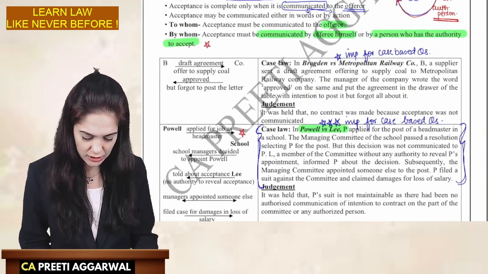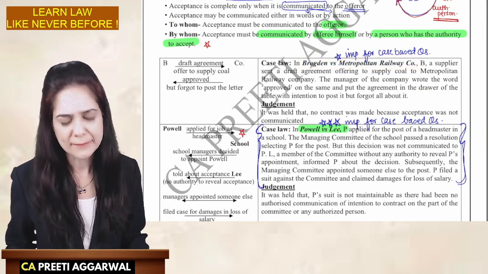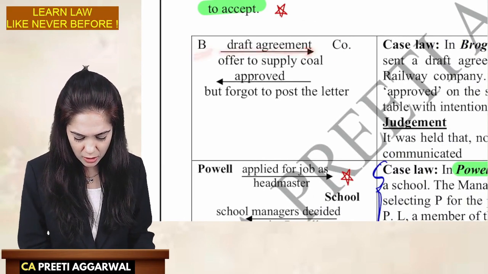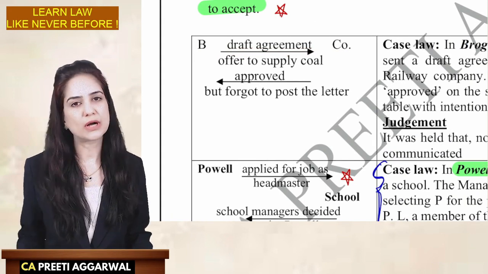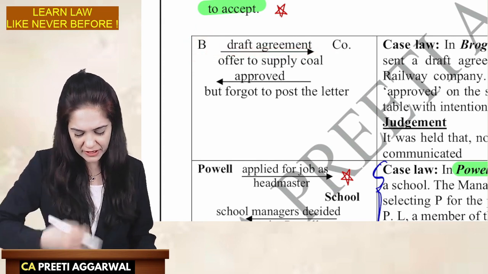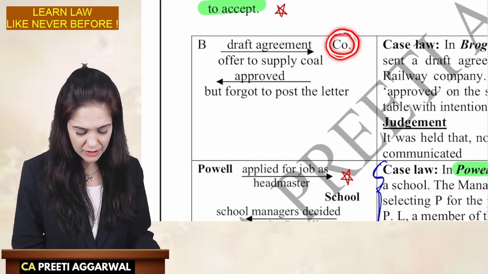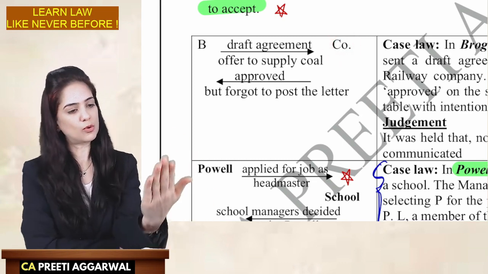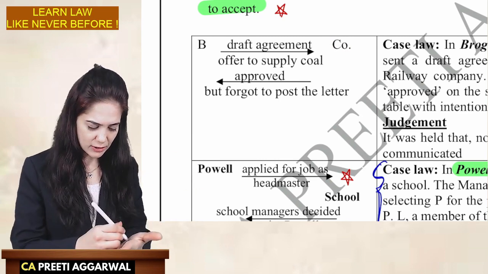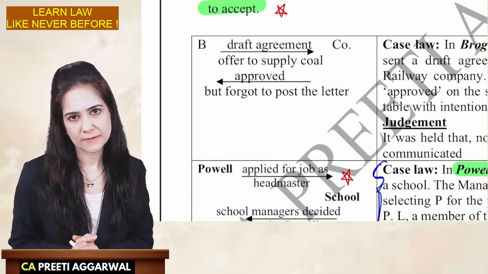Now let us go through the first case law, Brogden versus Metropolitan Railway Company. Mr. Brogden wrote a draft agreement offering to supply coal to the company. So Mr. Brogden drafted an agreement offering to supply coal to the company. Now the manager of the company read this agreement. Oh, he is offering to supply coal at a very good price. He wrote a letter of acceptance, put it in his table drawer and forgot to post it.